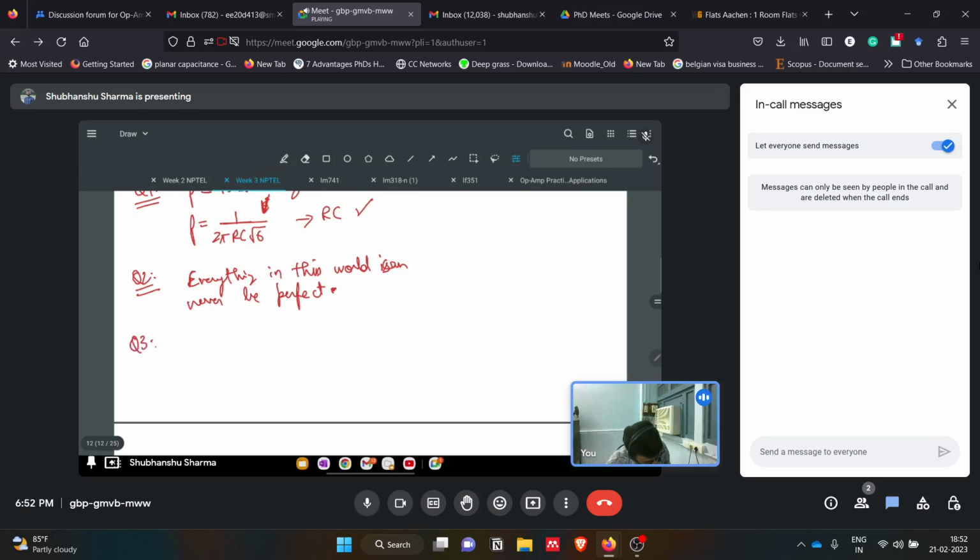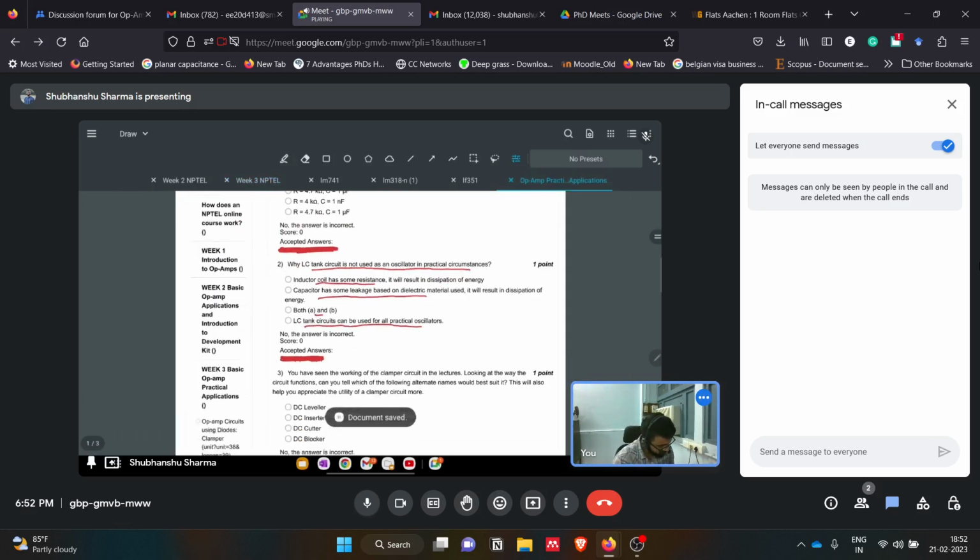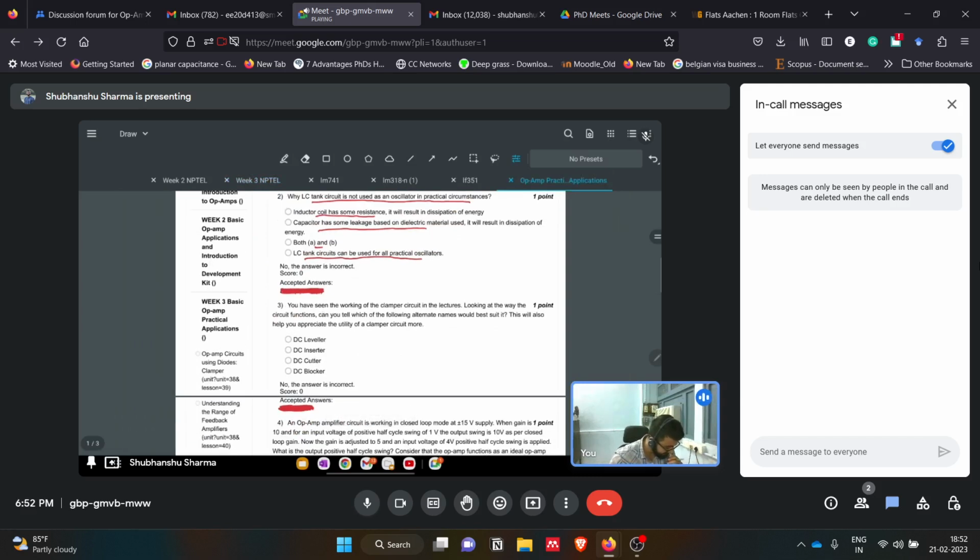Then question 3. So question 3 was saying, you have seen the working of the clamper circuit in the lectures. Okay, looking at the way the circuit functions, what do clamper circuits do? So I already told what it was doing.